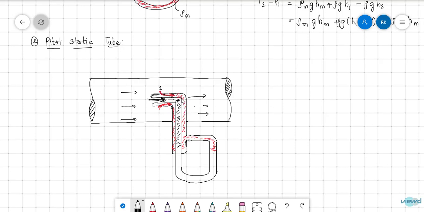But from point 1, that is static pressure, and from point 2, that is stagnation pressure. So let me say up to here it is reaching, and let me say this is manometric fluid. And I am saying this Hm, the difference between manometric heights. So this is h1 and this is h2.